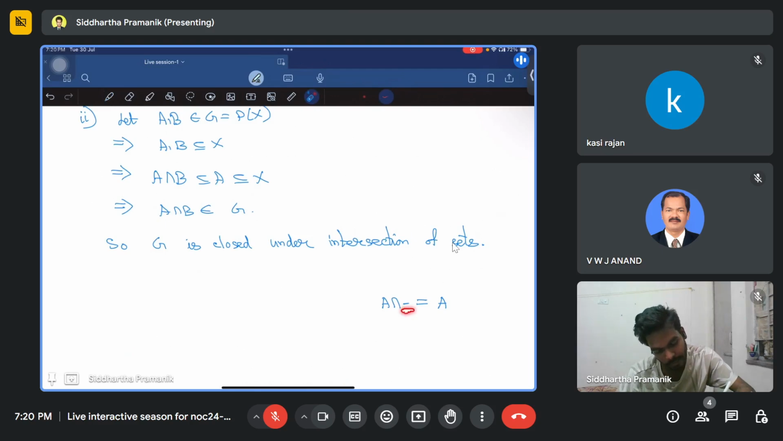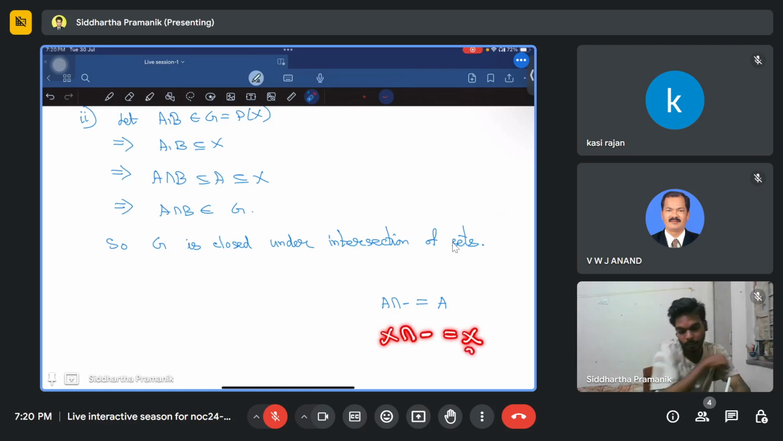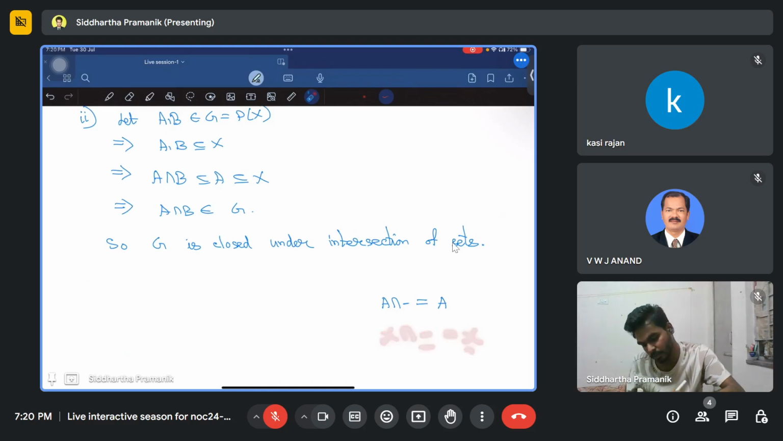So that should be some bigger element than A. So it should hold for X also. That means X intersection that element also gives X. So the obvious candidate is X, right? So let's write it.